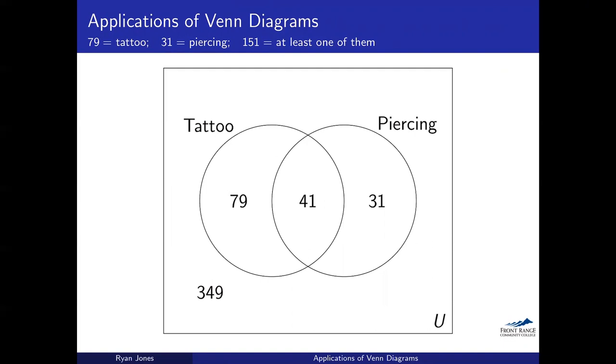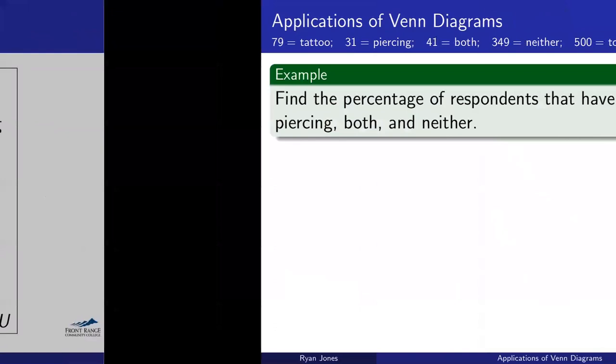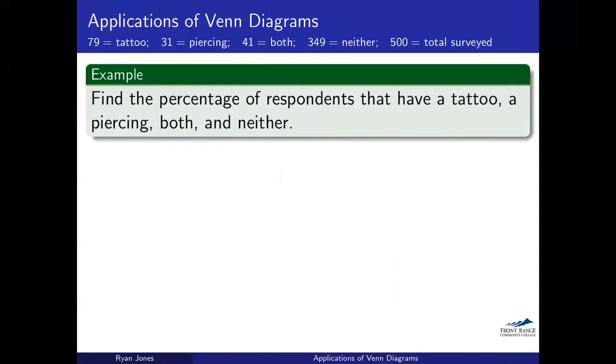That's great. But remember that we actually have a question to answer, and I've copied that question here. The question is to find the percentage of respondents to the survey that have either a tattoo, a piercing, both, or neither. And so this is fairly straightforward here. We know the number of people that have each of these things. I've listed them again right up here at the top, and we know that there were 500 people surveyed.